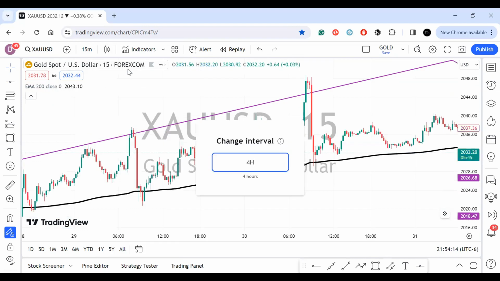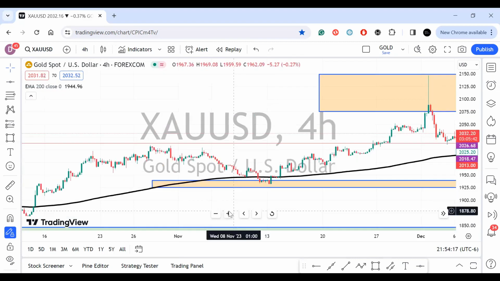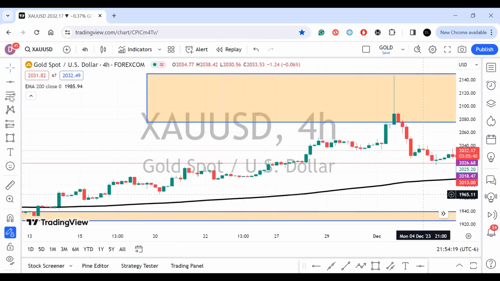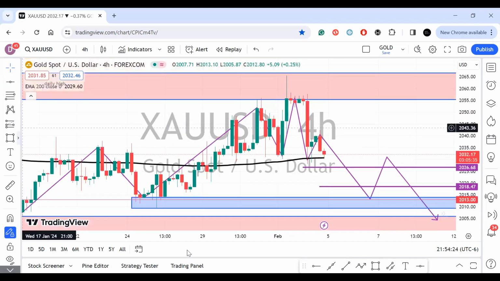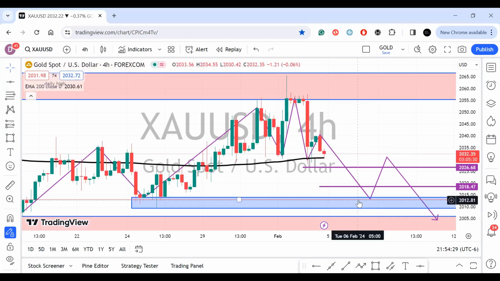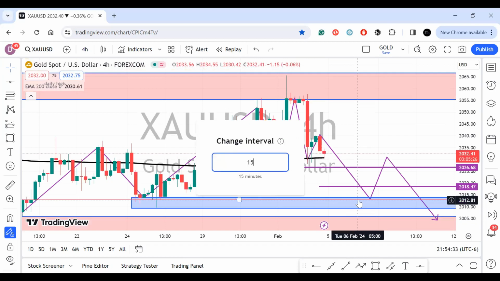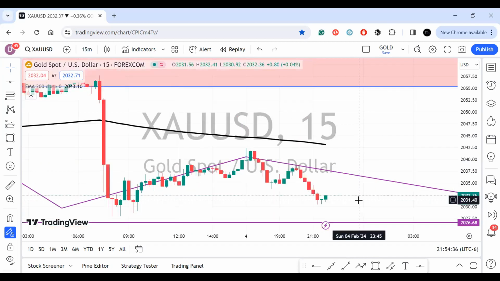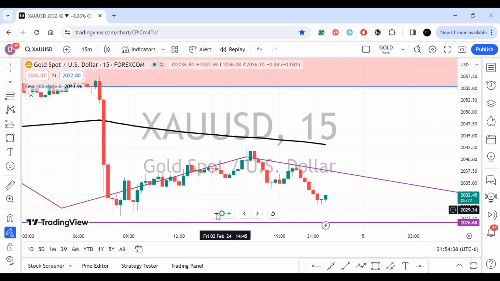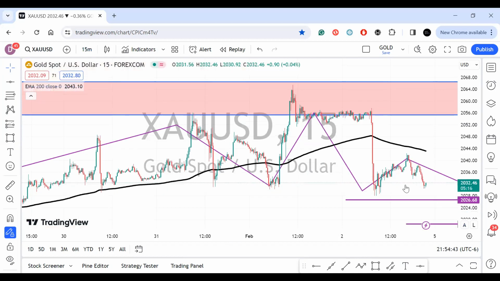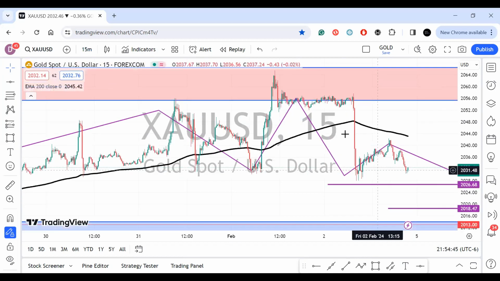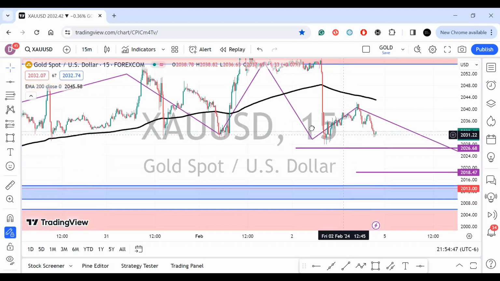I'm going back to that H4. Yeah, so back on this H4. So I want to see price come here for tomorrow. So back on 15 minutes. On the 15 minutes, so I'm already in on this trade.